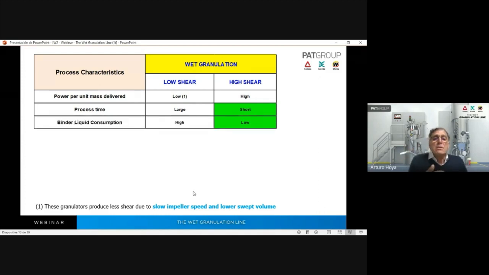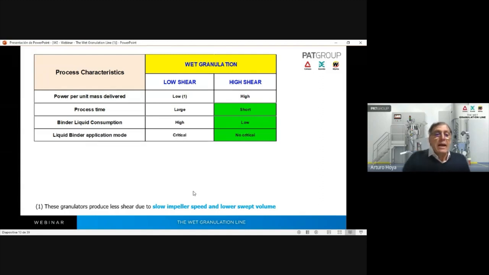The binder liquid consumption is high in low shear and low in high shear. This is very important because then you have to dry less solvent. The liquid binder application mode, the mode in which we apply the binder liquid, is critical for low shear, but not critical for high shear because the impeller is rotating at high speed.